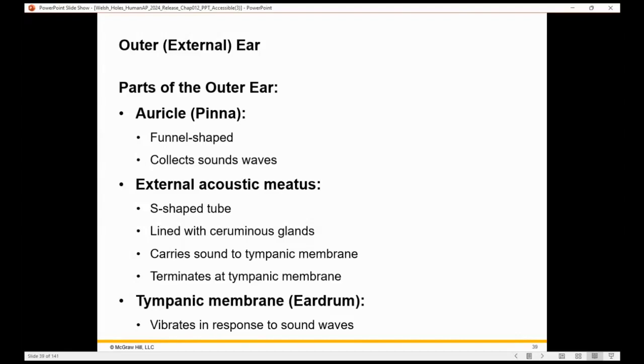Parts of the outer ear include the auricle or pinna, which is a funnel-shaped area which collects sound waves, and the external acoustic meatus, which is an S-shaped tube lined with ceruminous glands. It carries the sound to the tympanic membrane and terminates at the tympanic membrane. And then the tympanic membrane, also known as the eardrum, vibrates in response to sound waves.